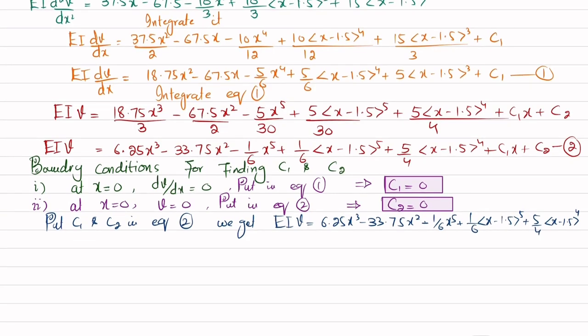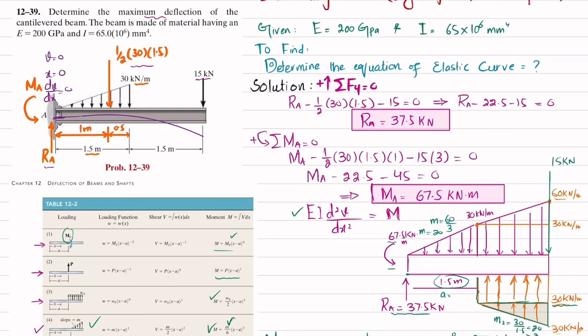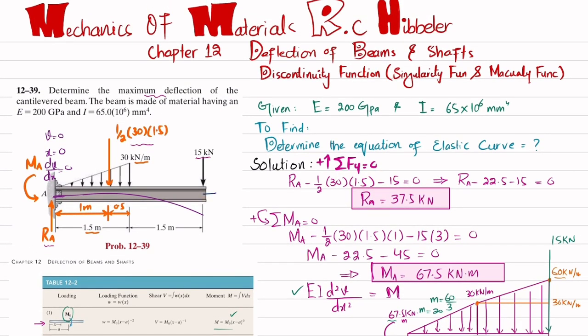And if you divide EI on both sides, you will get V is equal to 1 over EI into 6.25 x cube minus 33.75 x square minus 1 over 6 x power 5 plus 1 over 6 into x minus 1.5 power 5 plus 5 over 4 into x minus 1.5 power 4, and this is the required equation of elastic curve. Now in the question we have been asked to find the maximum deflection, so maximum deflection will occur at the free end. This is the maximum deflection, and this occurs at x is equal to 3 meter.